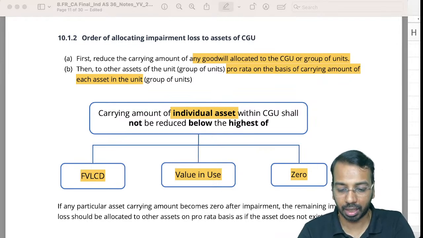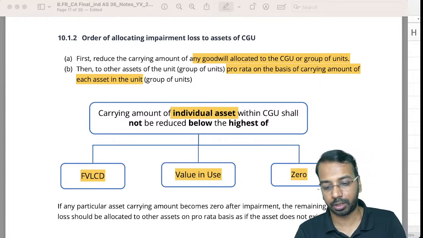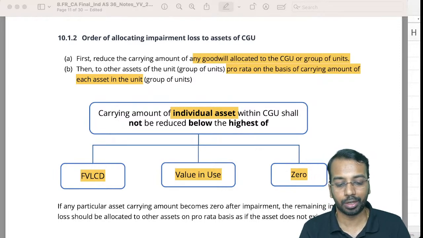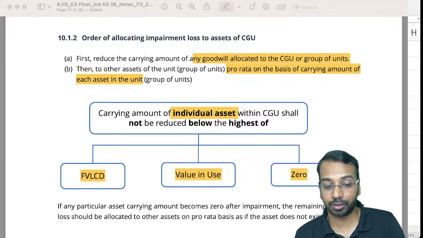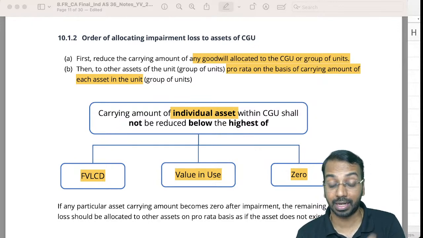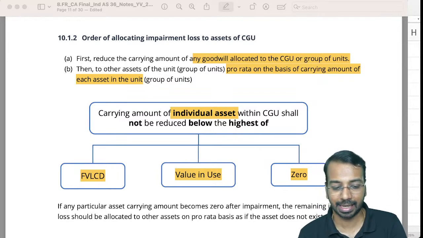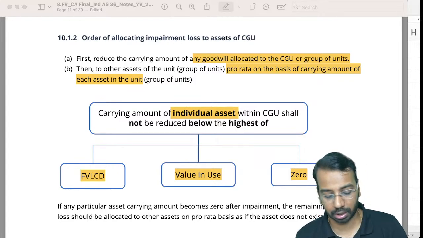We'll continue tomorrow. We'll take up one more question on allocation of impairment loss between different assets, and then we'll continue to discuss NCI related goodwill allocation, fair value, and all of that. That is a very important illustration for your examination. That part will also be covered along with it.